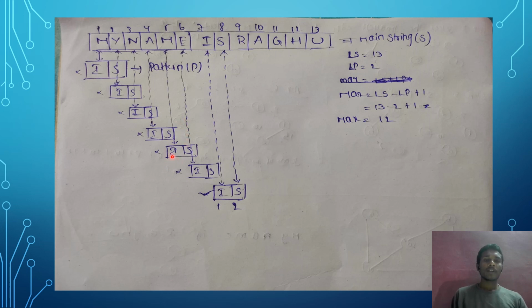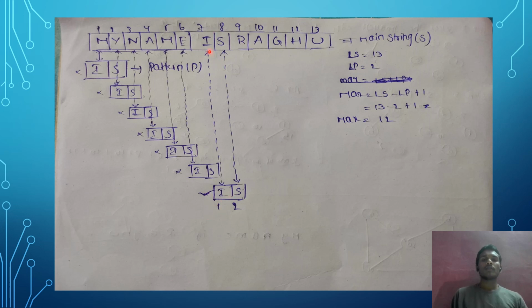So increment the index of the main string by 1. Now the index 6 value is compared with the first index of the pattern. Here also a mismatch has occurred between E and I. So again increment the index of the main string by 1. Then the 7th index value of the main string is compared with the first index value of the pattern.